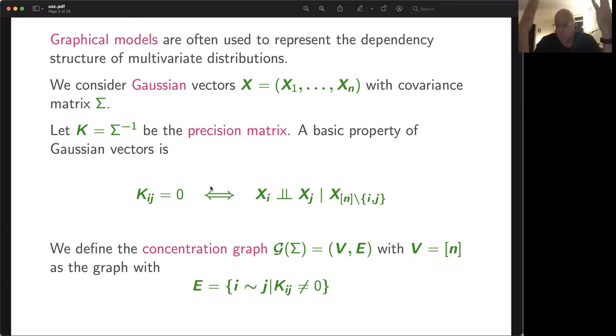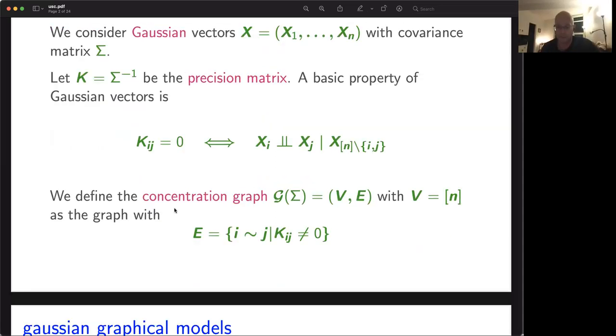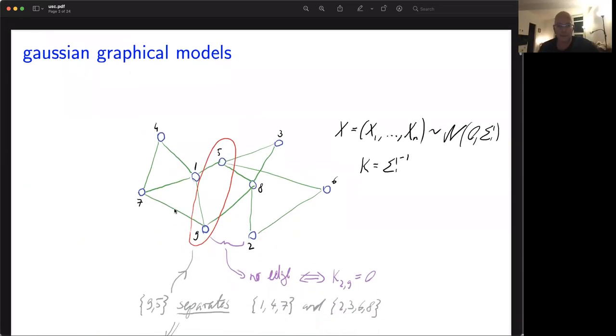This motivates the definition of what's called a concentration graph, where we draw a graph whose vertex set is just the integers from 1 to n. So the vertices correspond to components of this matrix, and then we connect vertex i with vertex j whenever the corresponding entry of the inverse covariance matrix is not 0. So the absence of an edge means that those two variables are conditionally independent given the rest of the variables. Here's a little picture.